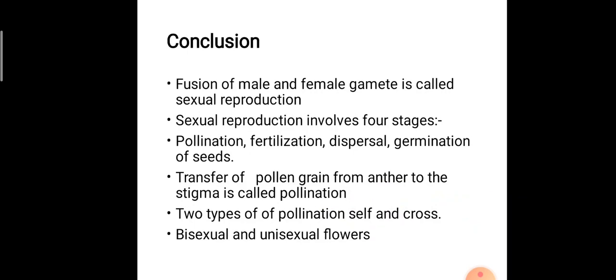We have learned about the 2 types of pollination, that is self and cross. We have learned about bisexual and unisexual flowers. Plus we have learned about the advantages and disadvantages of both self and cross pollination. I hope this video might be beneficial for you.